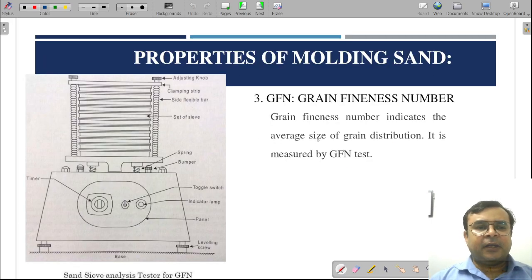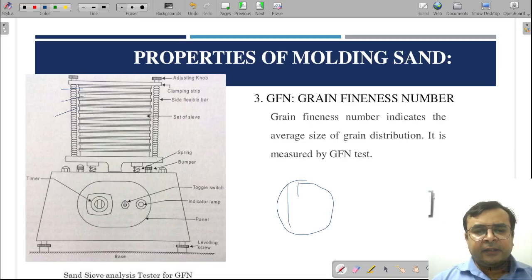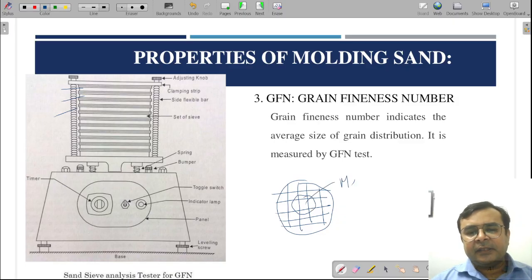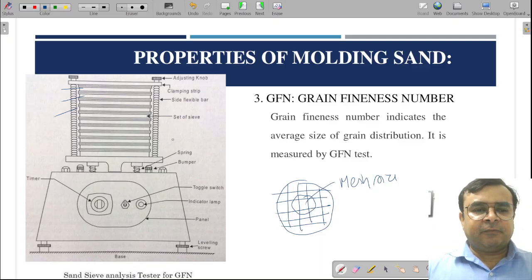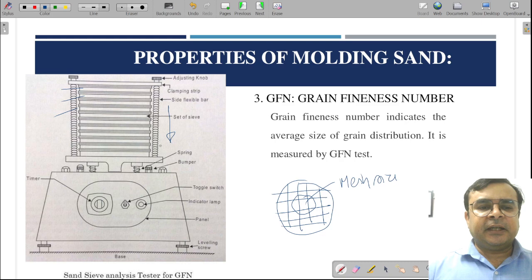Next, this is a mold testing grain fineness number testing sieve shaker machine, and in this we have several sieves of different mesh sizes. If you see its top view, we have sieves like this. Actually, steel wires are used to make a sieve, and this is called mesh size. With varying mesh sizes we put the sieves. Obviously a coarse mesh is placed at the top, and fine and finer meshes are placed toward the downward side, and at the last we have a pan.